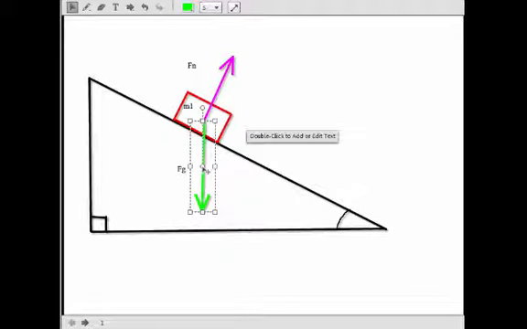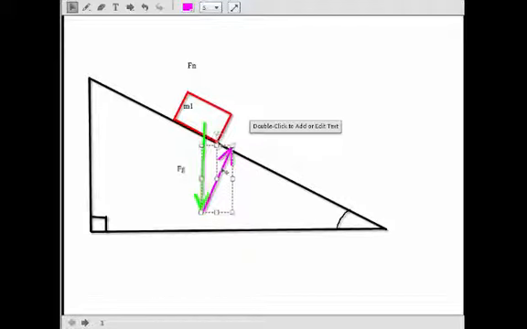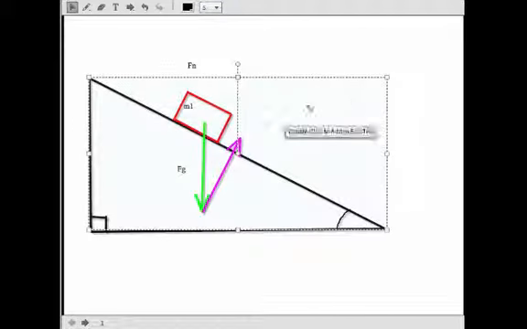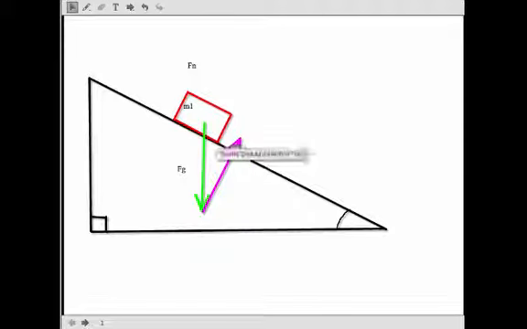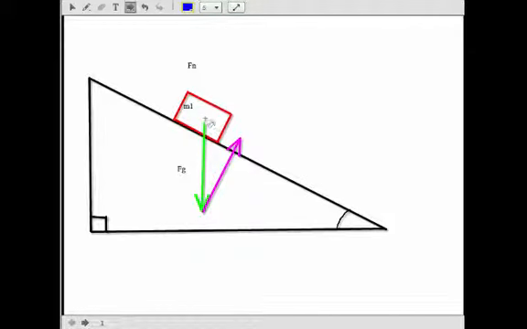Now you can see I didn't draw these lines perfectly, but if we were drawing them proportionally, what it should look like is this magenta vector here, my F of n, should look just about like that. Okay. And when you add vectors head to tail, the next line we'll draw is connecting these two. So I'll draw my resultant vector. What color should I use? Maybe blue. And this is the force down the ramp right here.